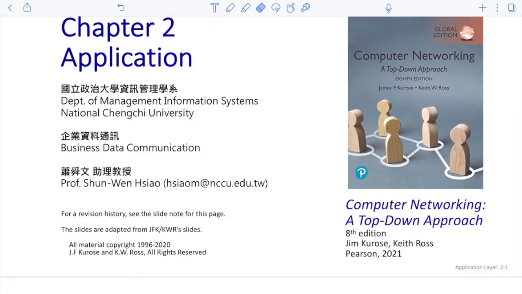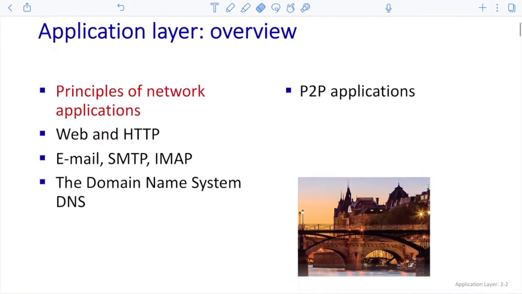Okay, this hour we will go to the second chapter, application layer. In this chapter, we would like to introduce several different types of network applications. We have two major application architectures, which are client-server architecture and peer-to-peer architecture. So we'll introduce what is the difference between these two application architectures and what are the pros and cons.